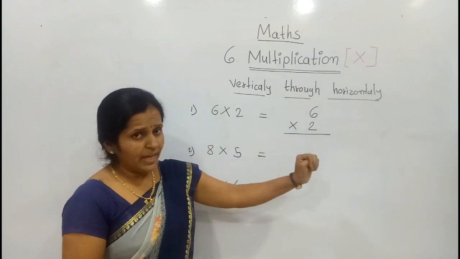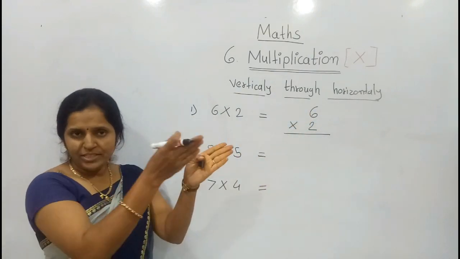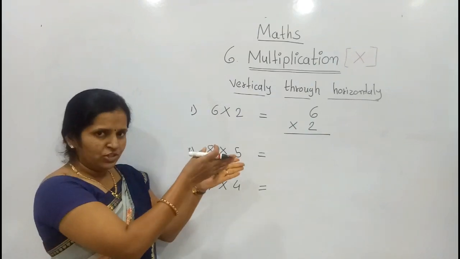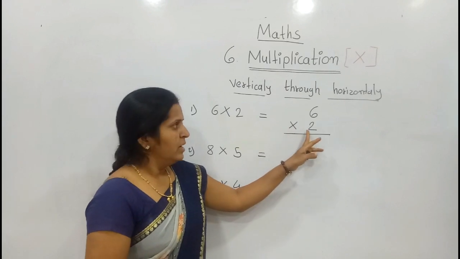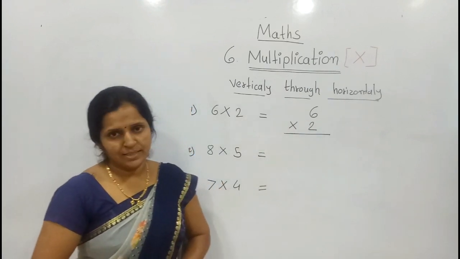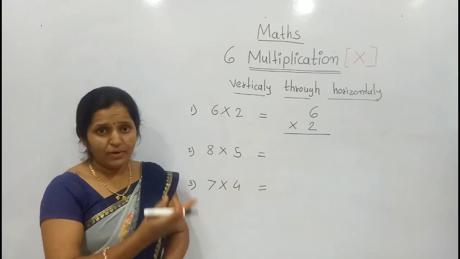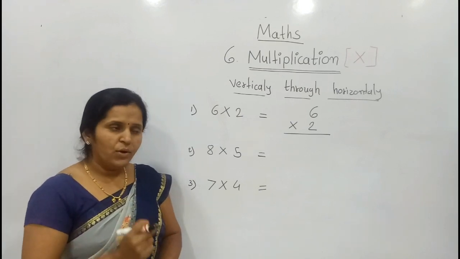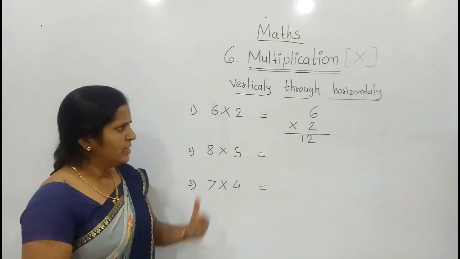You know it. At the time of addition also, 6 plus 2, we write the numbers in this way: ones position, tens position. 6 into 2, multiplication sign. Say the table of 2 up to 6. 2 1s are 2, 2 2s are 4, 2 3s are 6, 2 4s are 8, 2 5s are 10, 2 6s are 12. This is our answer. It's very easy.